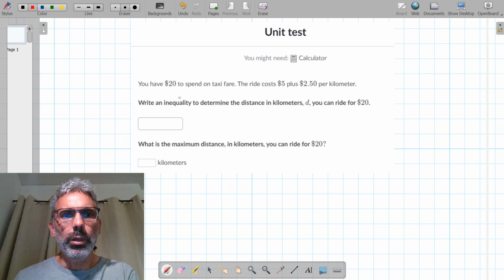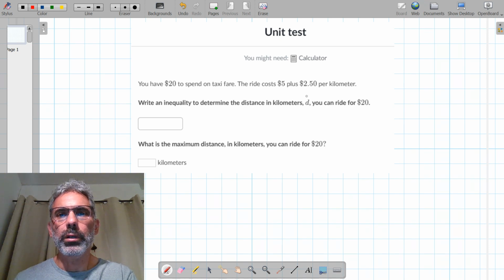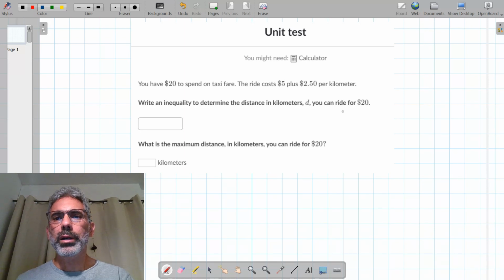You have $20 to spend on taxi fare. The ride costs $5 plus $2.5 per kilometer. Write an inequality to determine the distance in kilometers d you can ride for $20.